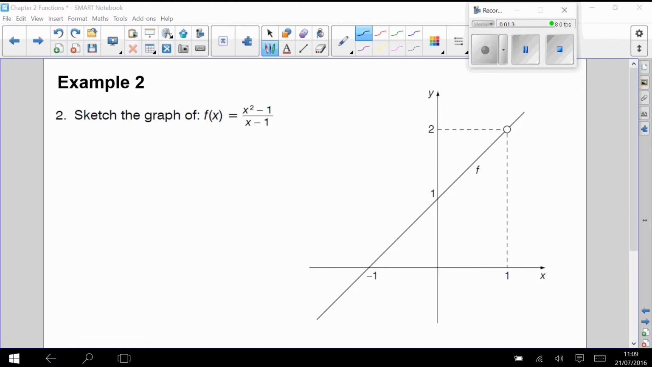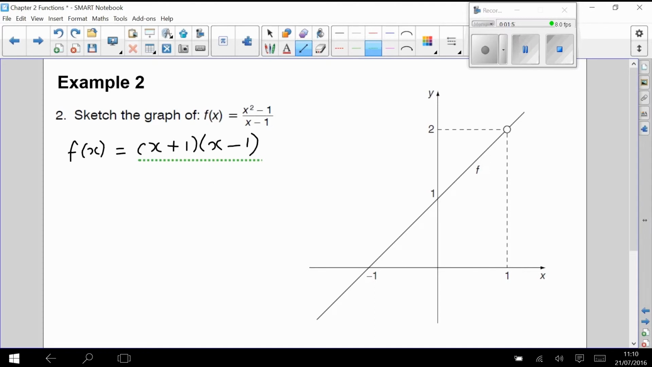But would I have had a limit on this function? Now this is a slightly more complicated looking function, and so we need to first take a look and see, is there any way that I can simplify this function before I draw it? Can you see that in the numerator you've got a difference of 2 squares? So in other words, this function is the function of x plus 1, x minus 1, all over x minus 1. And your x minus 1 factors cancel out.